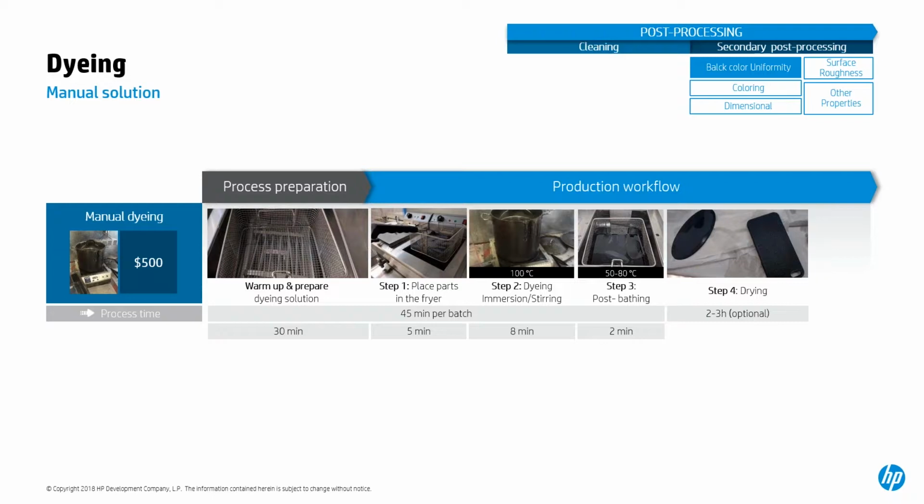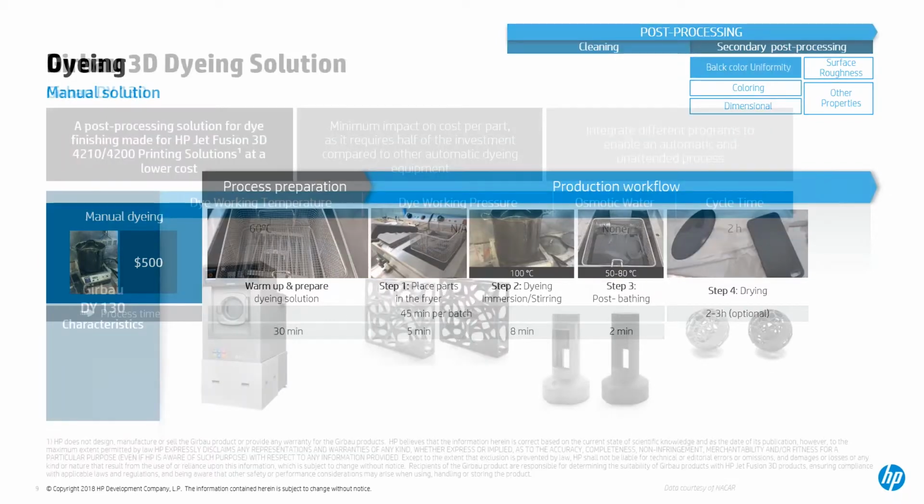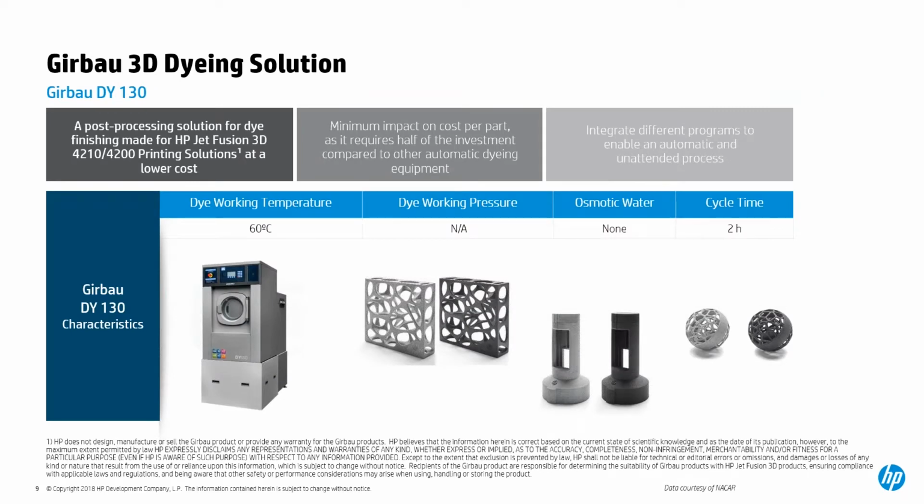If you have tried this process, or can imagine, or may have experienced already, this manual dyeing can be messy and very time consuming for the operators. So it's not really scalable or suitable for production, but it could work for small quantities of dyed parts. To address those issues and get a system that is more scalable to production, there's a company called Girbau that introduced a new system called the DY130.